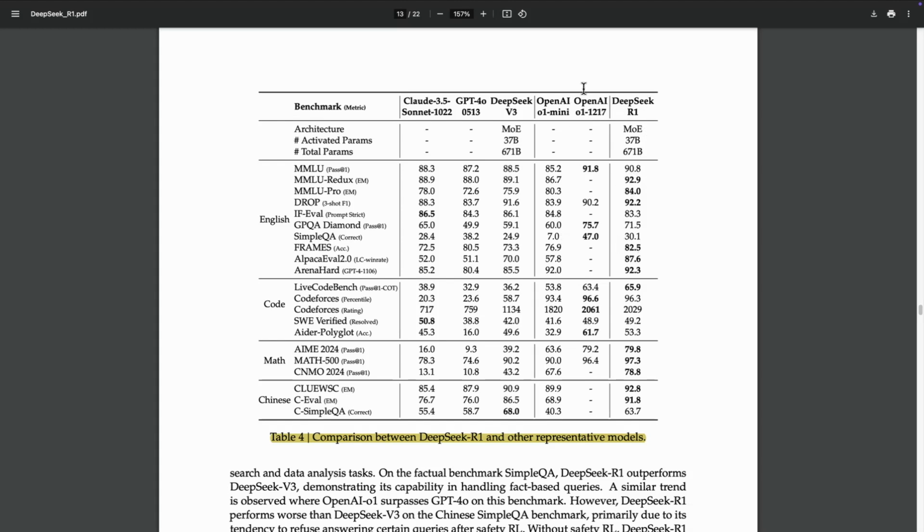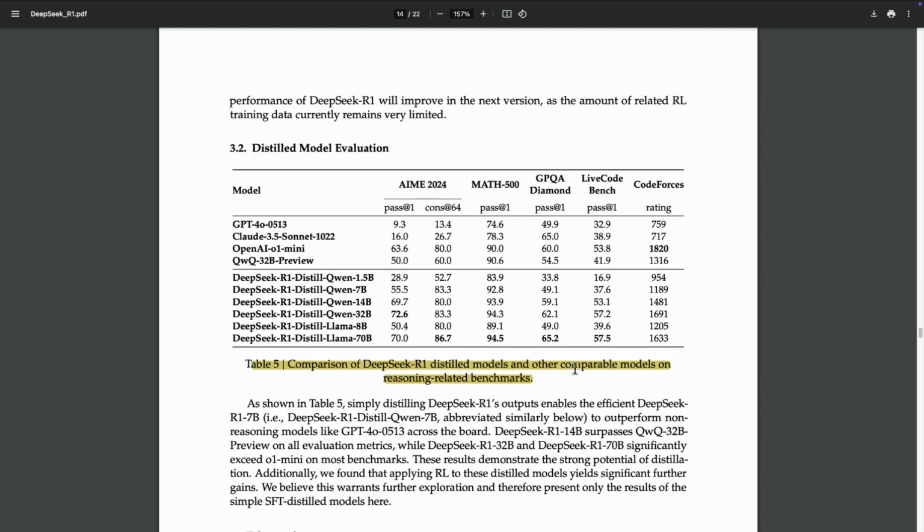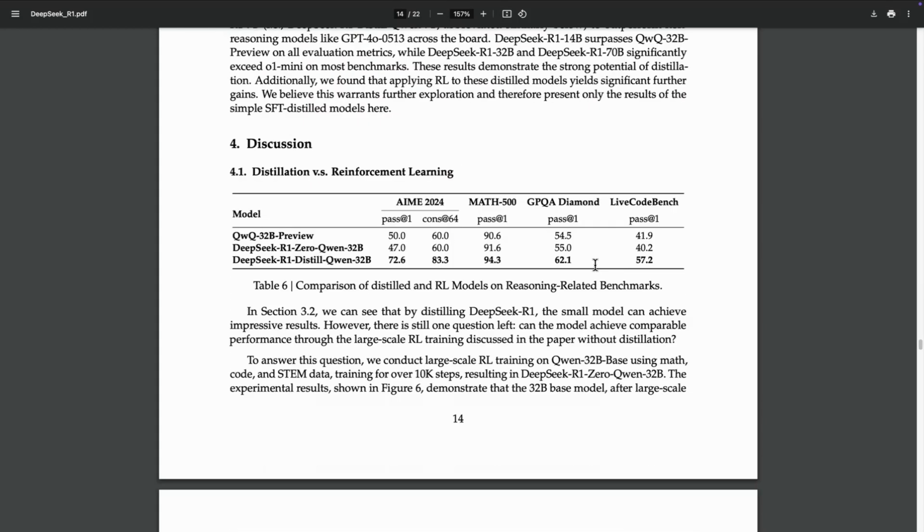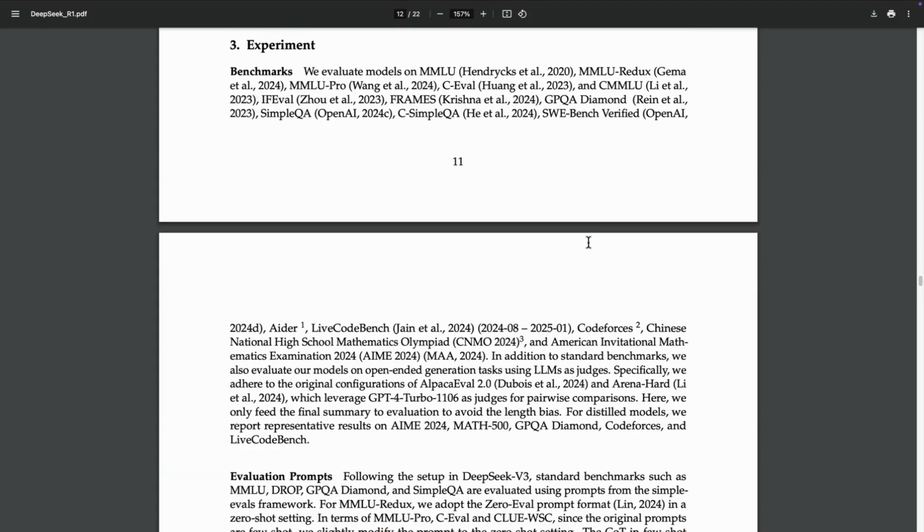You can see how it compares with the OpenAI O1 models right here. And very capable model overall. There are also results on the distilled model. I'm not going to summarize this here, but you can check that out on your own. We're going to jump into some examples about the model.